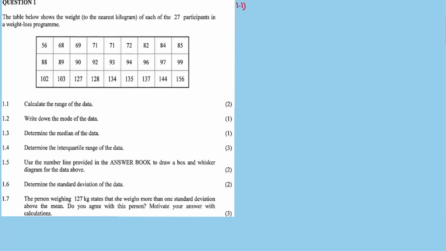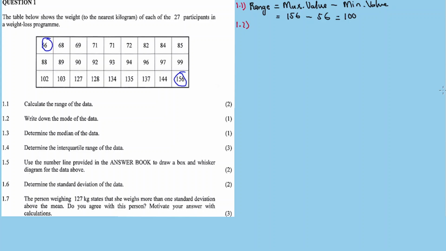Now 1.1, calculate the range of the data. The range is calculated as the difference between the maximum value and the minimum value. The maximum value is 156, the minimum is 56. So we subtract the two values, we get 100. So it's 100 kilograms.